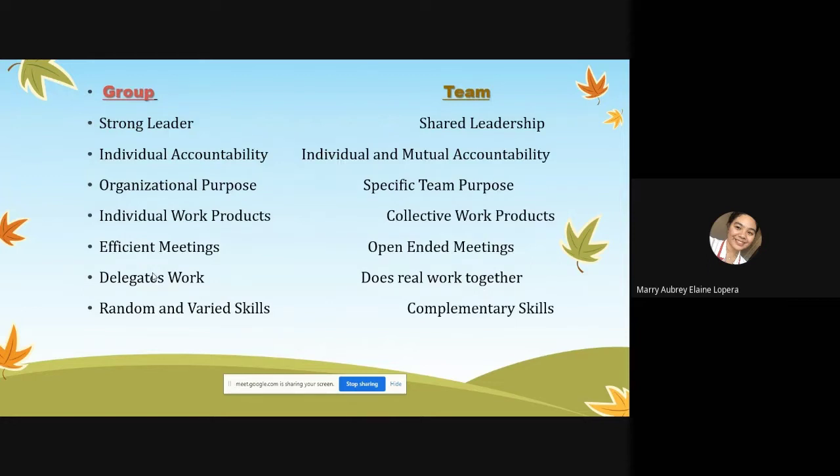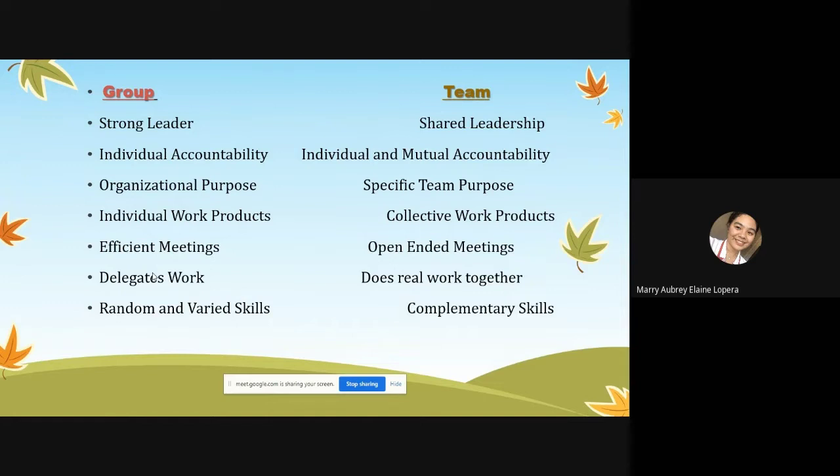So in a group, we have strong leadership. A strong leader can encourage, motivate, and inspire a group to produce their best work. While in a team, we have shared leadership. This is where you distribute leadership responsibility or areas of expertise.